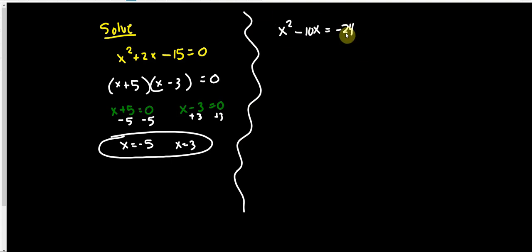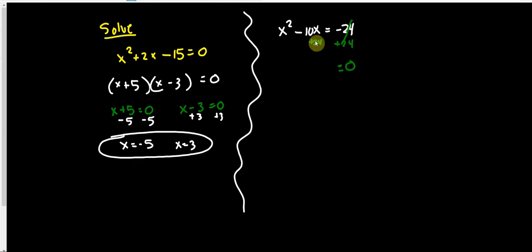It's not equal to 0 and I don't even have a trinomial to factor. Well, we know enough algebra. I know that if I want it to be 0 on this side, I could add this 24 over to both sides. I could add it over so that I'll have nothing here. It'll be equal to 0.